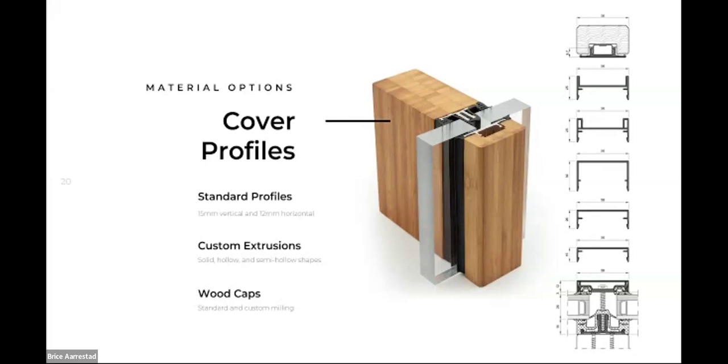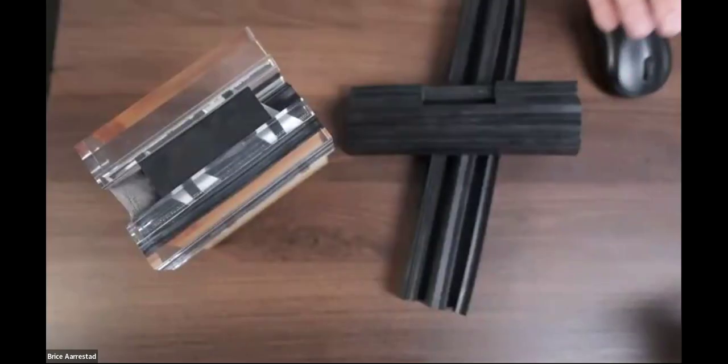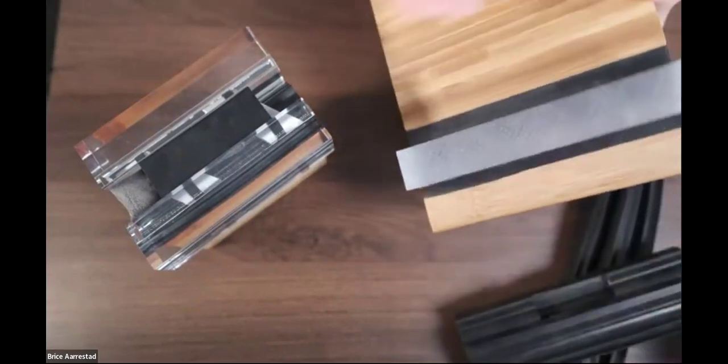The thing with wood is it is a natural material. The one on the screen is a bamboo product, laminated bamboo. But like all natural materials, it will take maintenance over time. One of the beauties of the wood cap, and I'm going to switch screens here to give you a little demonstration of that. So here's that same profile.